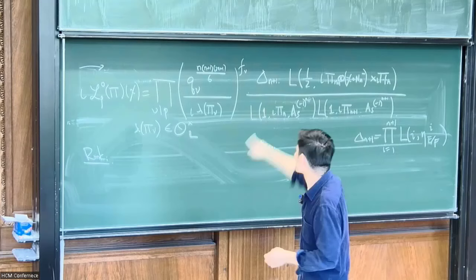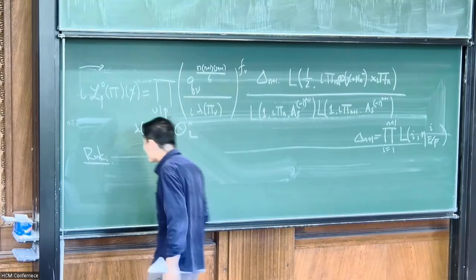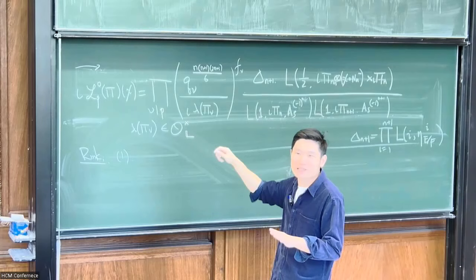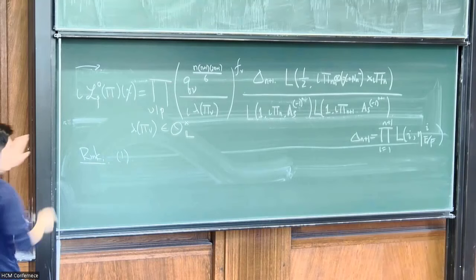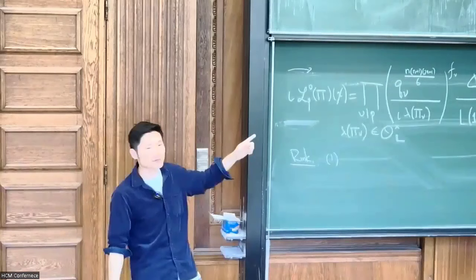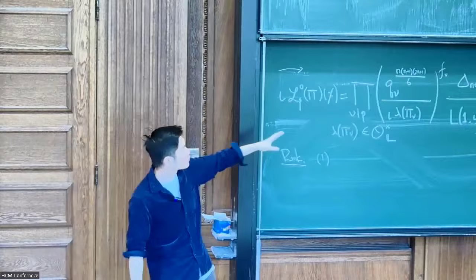Okay, so let me add some remark. The first remark: if you look at this interpolation formula, this is stronger than most of those p-adic L function interpolation formulas in literature, because it does not choose any embedding from Q_p to C. It is a p-adic L function valid in an abstract p-adic field, and the interpolation formula holds for any embedding from L to C.